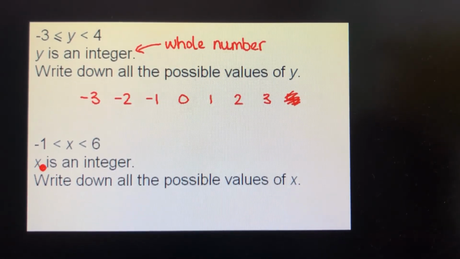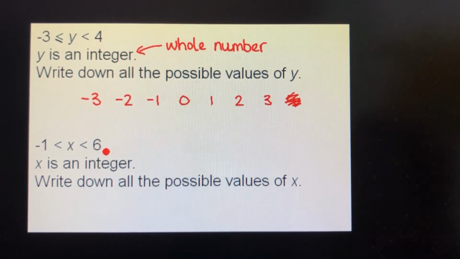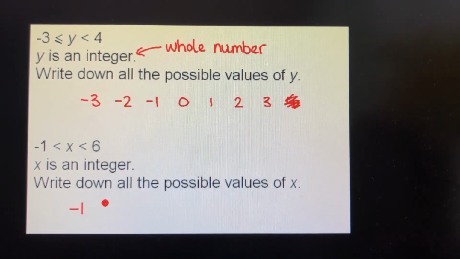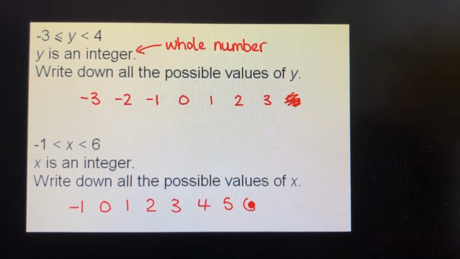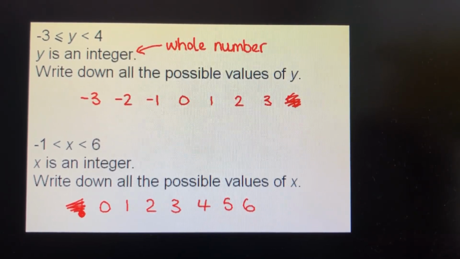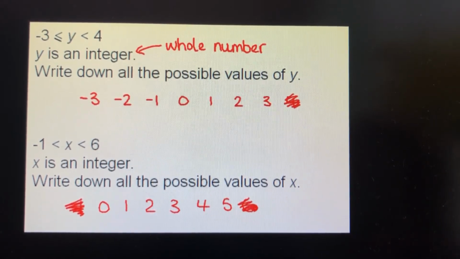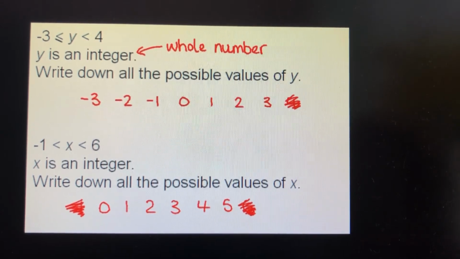So for this one, x is in between -1 and 6, so I write down all the whole numbers from -1 to 6. And then I look at the inequalities. X is not allowed to be -1, so I scribble this one out. And it's also not allowed to be 6, so I scribble this one out. These are the possible values of x.